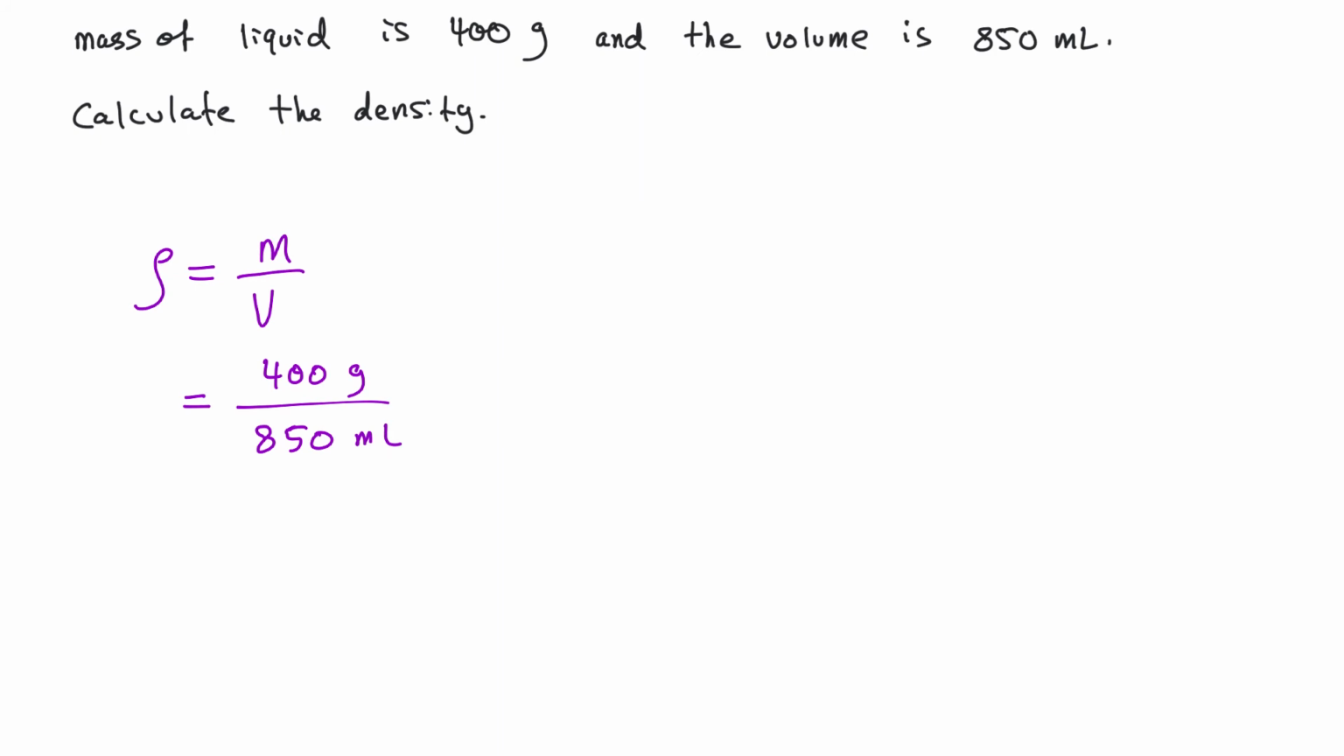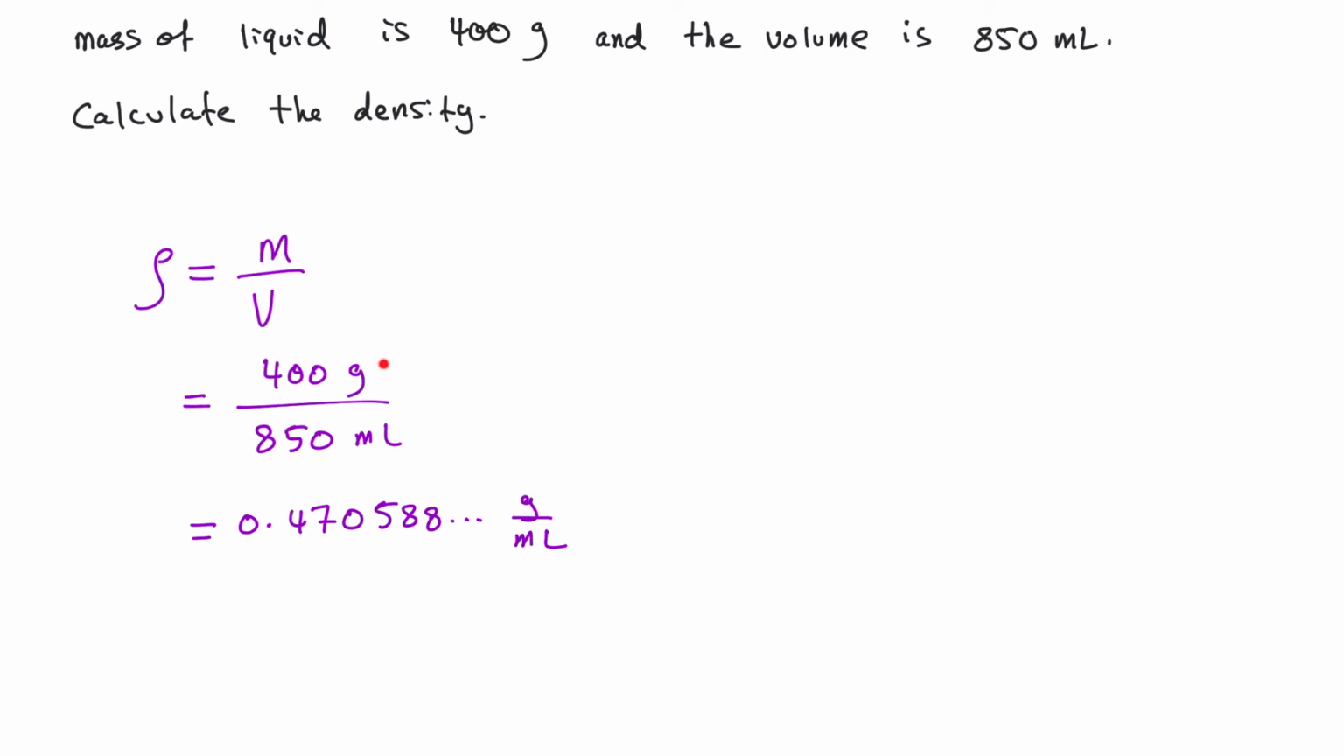And when I do this, I will get 0.470588, and the number continues, so I'm going to write it with 3 dots. And the unit that I get from this is grams per milliliter.